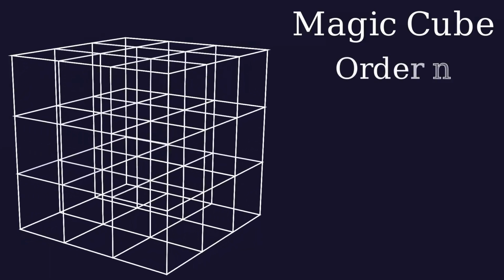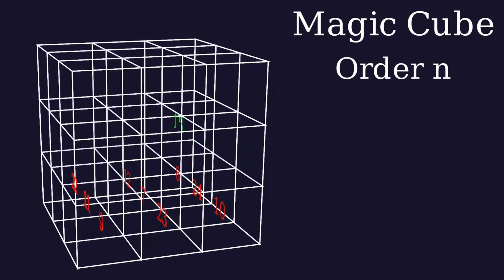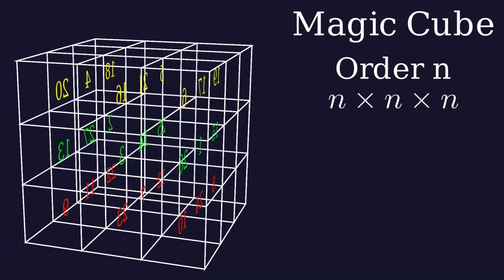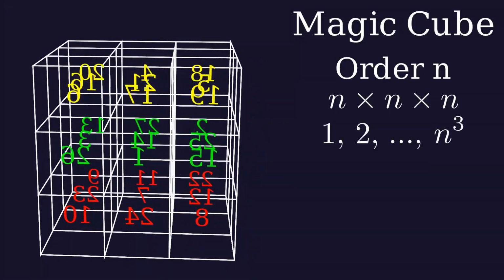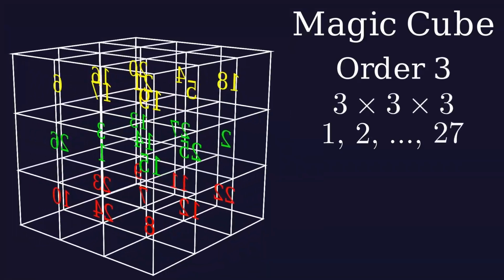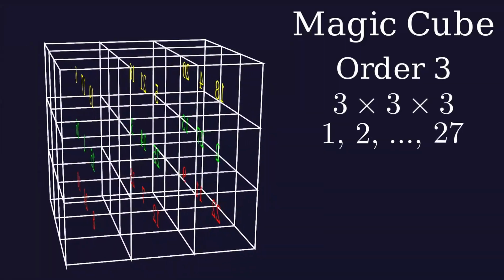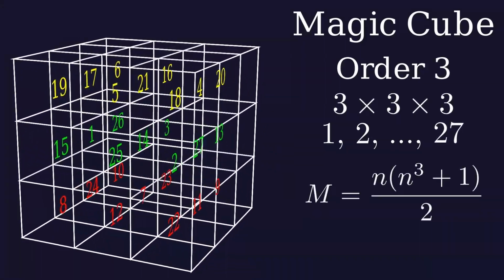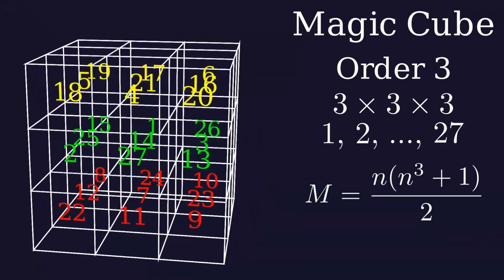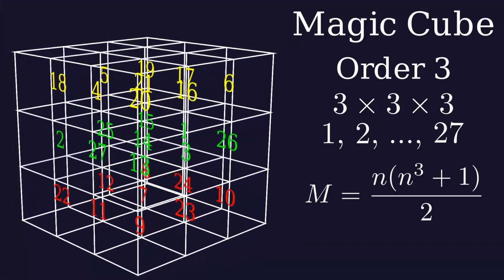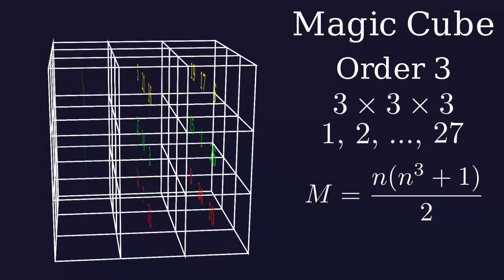A normal magic cube of order n, which has dimensions of n times n times n, is constructed using consecutive integers starting from 1 up to n cubed. The magic constant of such a cube is given by the formula n times (n to the power of 3 plus 1) divided by 2. For instance, in this magic cube, every row, column, pillar, and diagonal has a sum of 42.